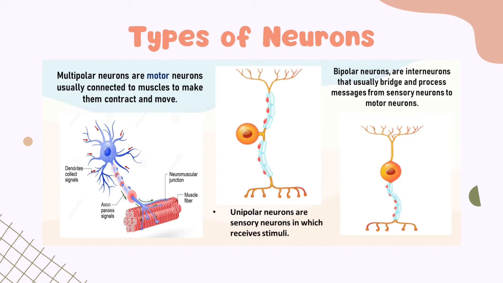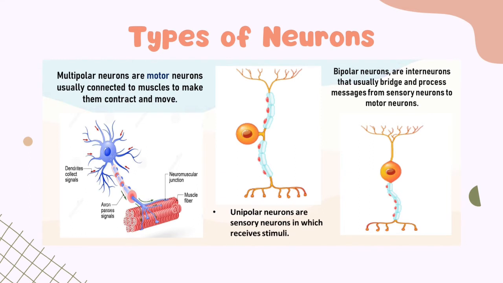Bipolar neurons are interneurons that usually bridge and process messages from sensory neurons and motor neurons. So bipolar neurons are responsible for connecting the sensory neurons and the motor neurons all together in order to process all of the messages or signals that come from a specific neuron.